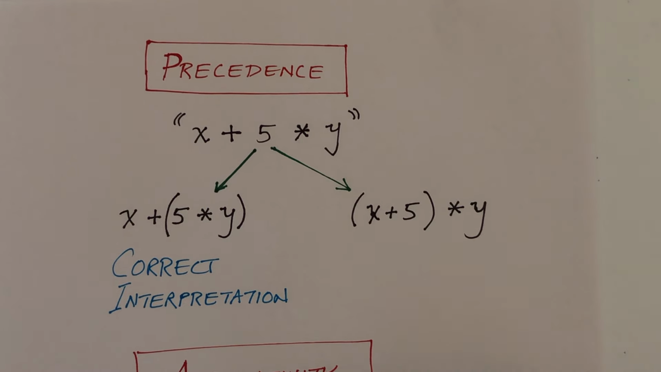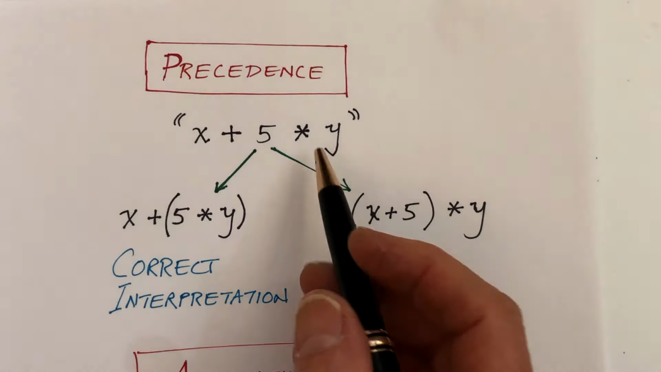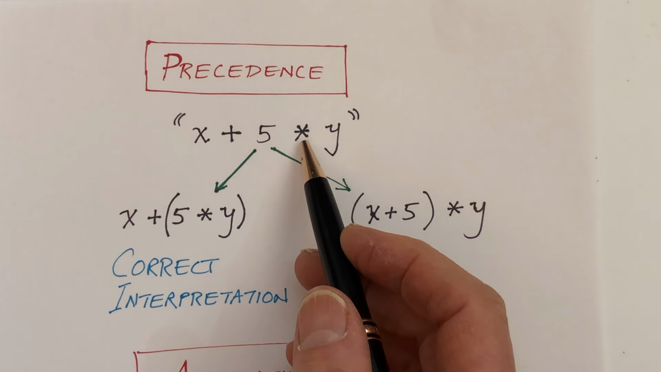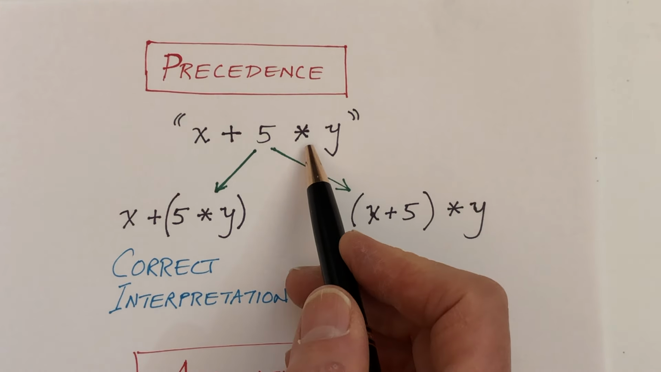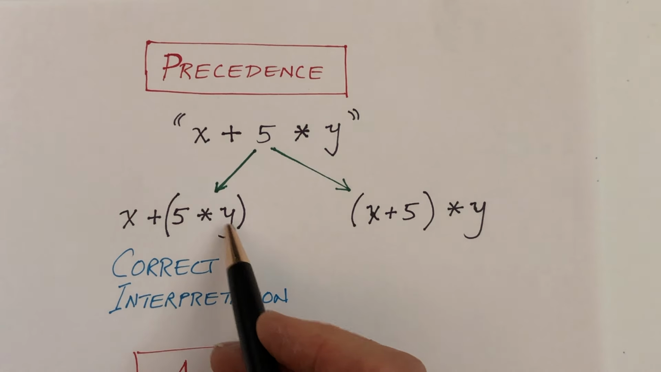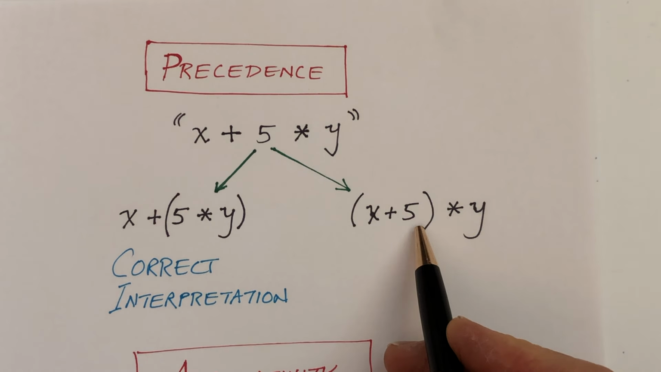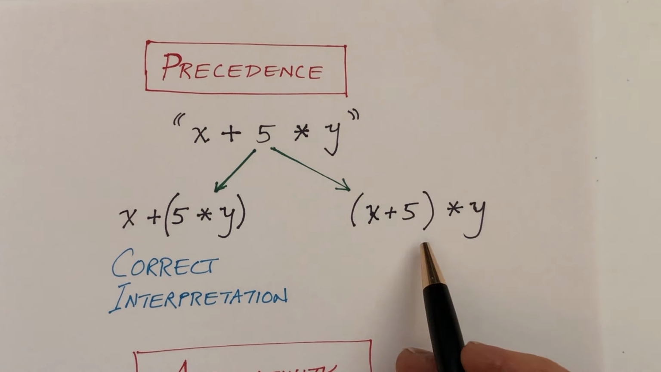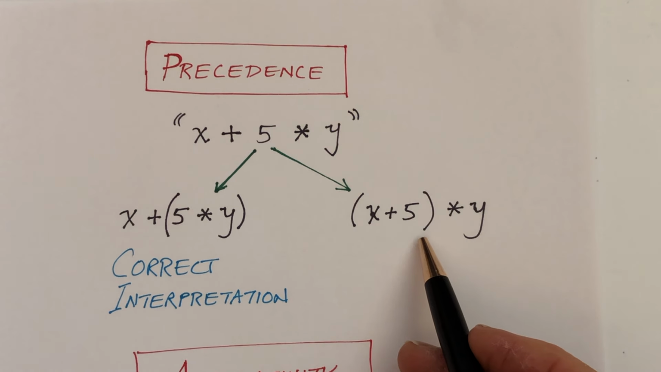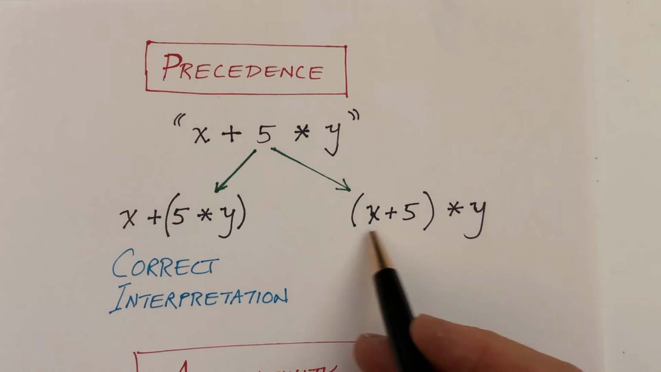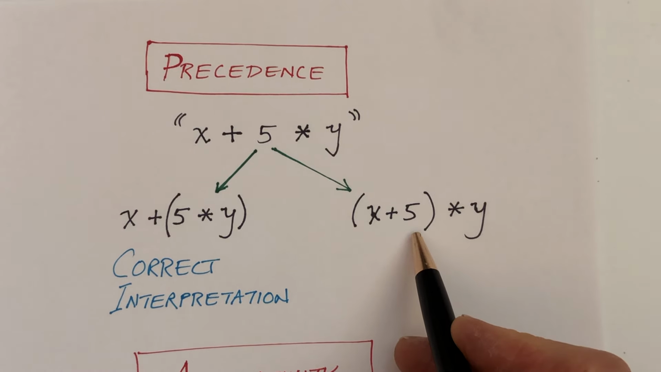Before we go any further, I want to mention precedence and associativity. Remember that some operators have greater precedence. So for example, this expression here should be interpreted this way and not this way. If the user of your parser intends to have this interpretation, then they had better add parentheses to the input to the parser.